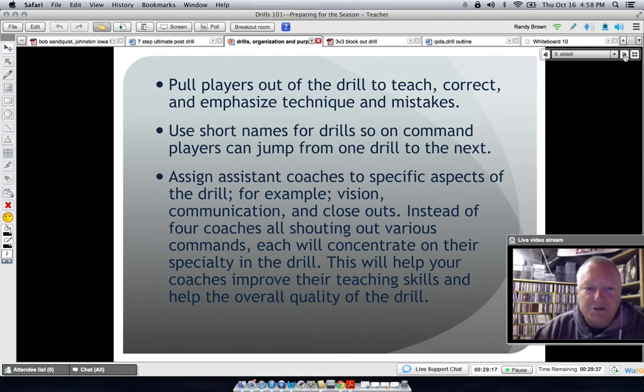Think about using short names for your drills. Real quick, zip, or flash, or red. Come up with real quick, short names. In practice, your players are going to like that because if you're really into having them transition quickly from one drill to the next, it's a lot easier with short names.